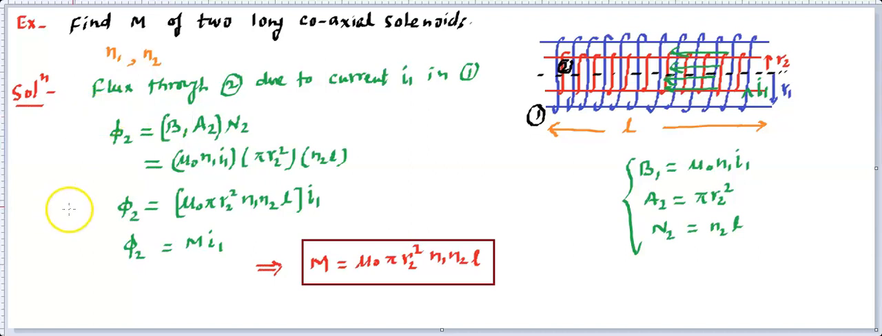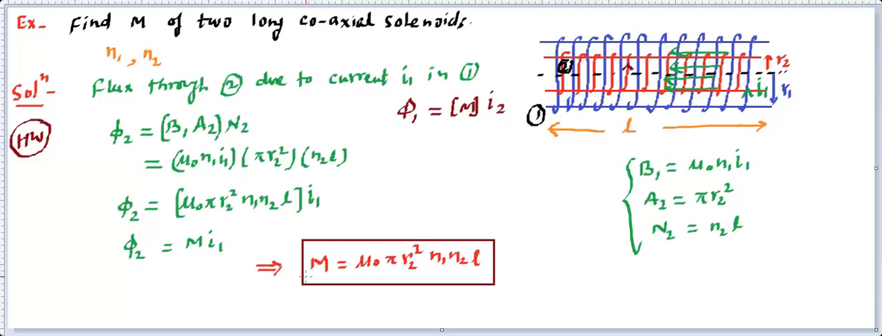Now you can try the same question as homework. Try to prove the same M value by considering current in the second. Take the current I2 in the second solenoid or coil, measure the flux through the first one, and you will find some phi 1. It should be equal to some m times I2, and then check whether this m comes out the same as you have calculated. Once you check it, you'll find it does not matter from which coil we take the current and in which we measure the flux. Ultimately, mutual inductance remains the same because it's a property of that arrangement. So that's called mutual inductance.